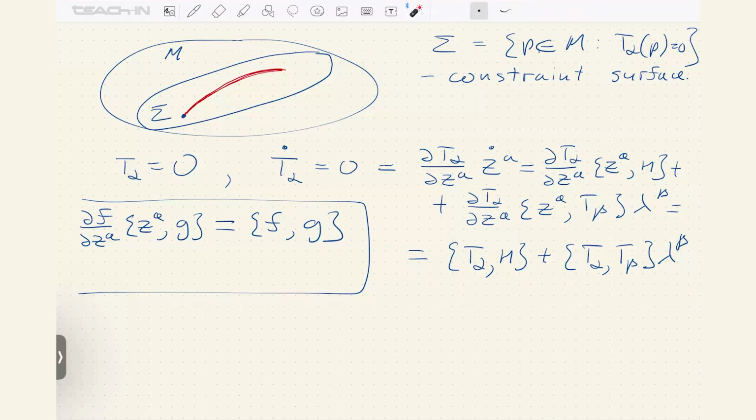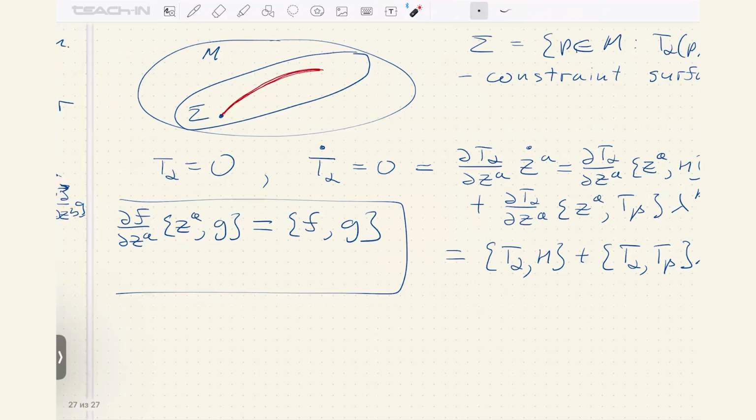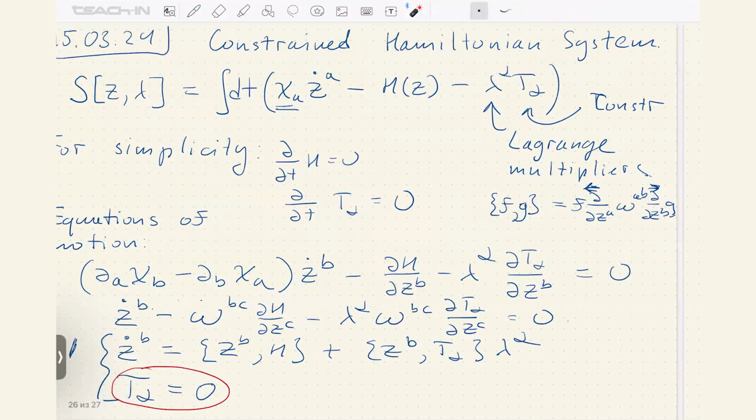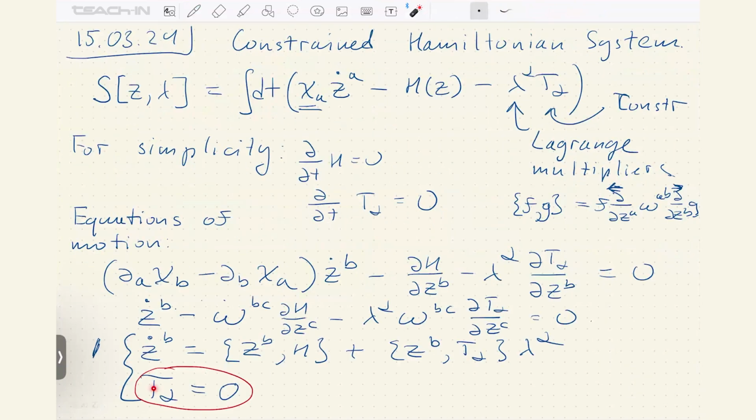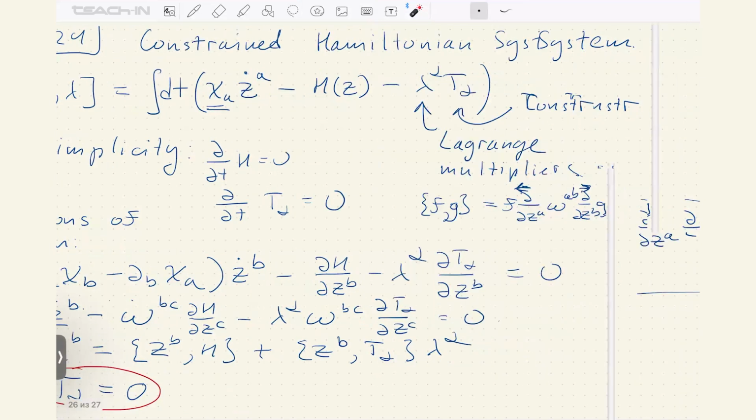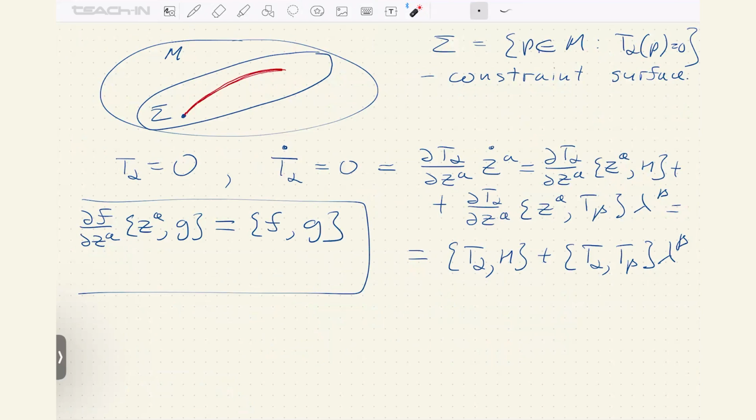So when we look at this consistency condition, because it's like an additional equation, we can just add it to our system, right? Because it's a consequence of the equations, right? So what we do, we take the total time derivative of this equation, and then use the first equation in this derivative to express z dot in terms of this, and we get this consistency condition.